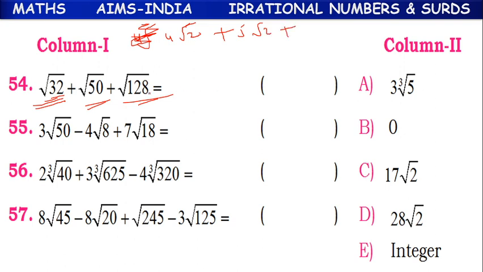Or 128: 64 into 2. The root of 64 is 8. We can write it as 8 root 2. 4 plus 5, 9. 9 plus 8, 17. Because all are having root 2, we can add them directly. So the answer is 17 root 2. C option is the correct answer. Next.